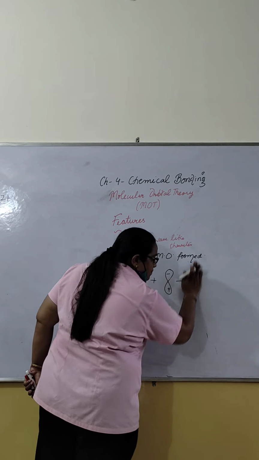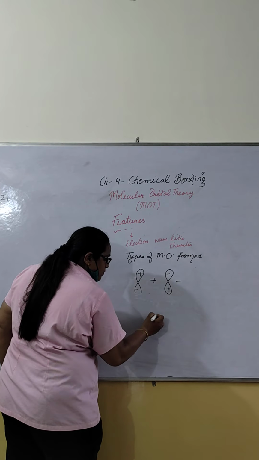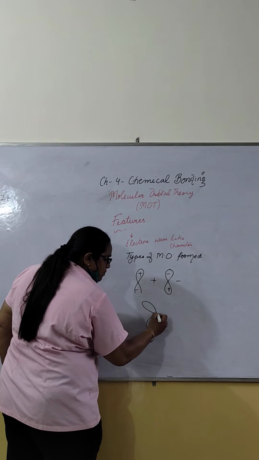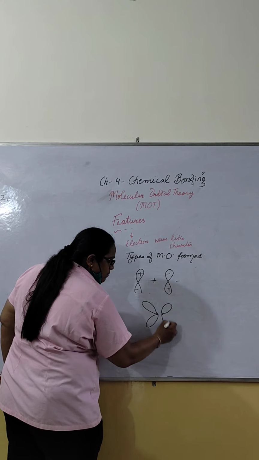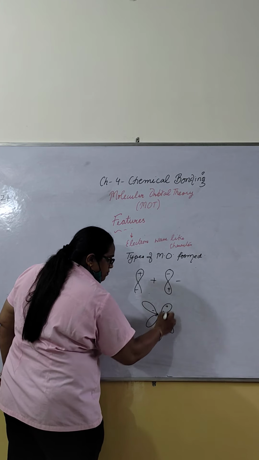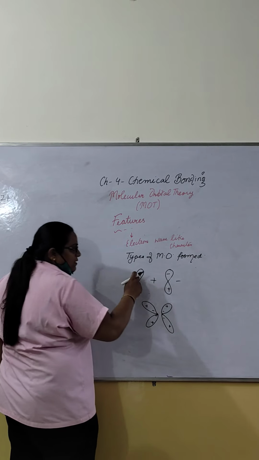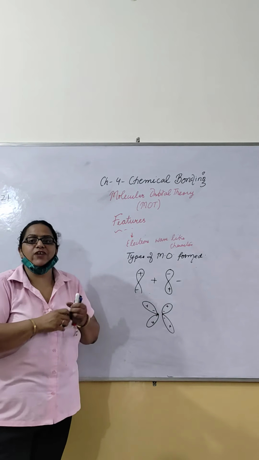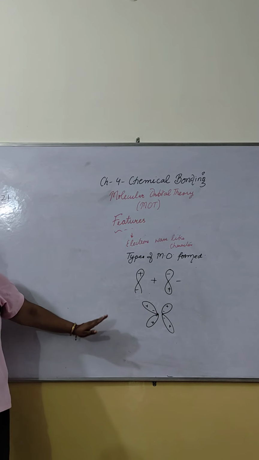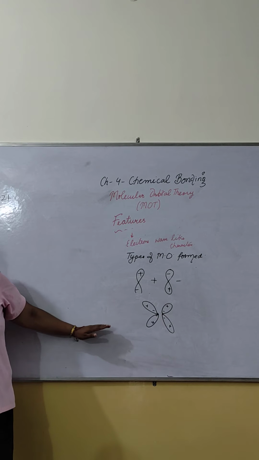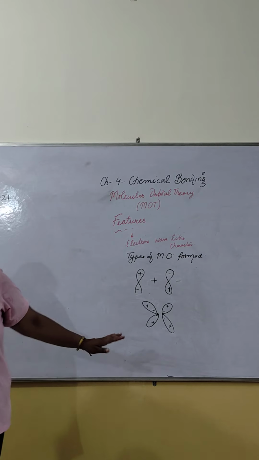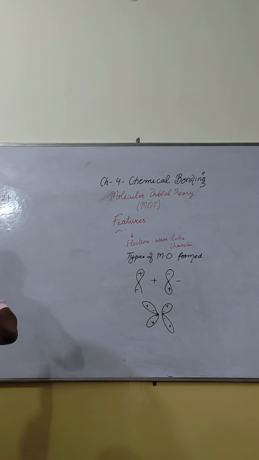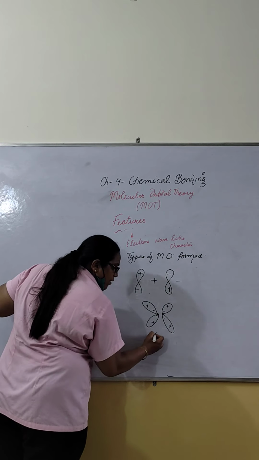Anti-bonding. Remember, in anti-bonding, crest falls over trough. They undergo destructive interference. Kindly, those who are sitting at the back, please note down everything. This type was bonding. This is of anti-bonding.